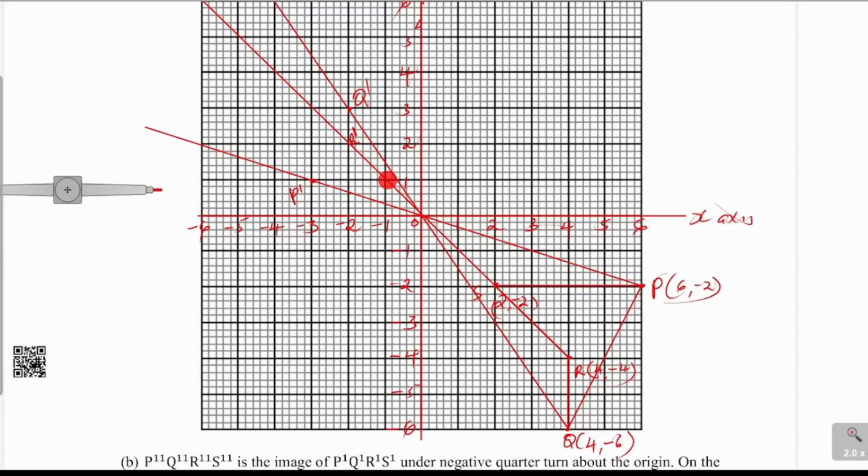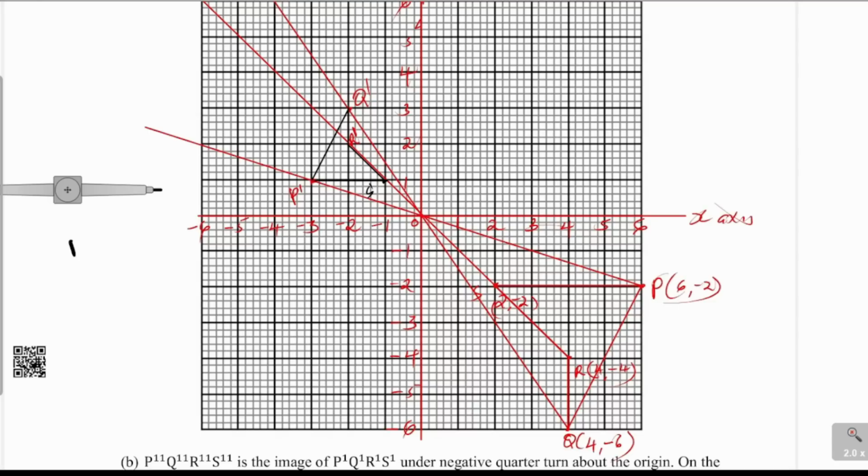So this is what we're going to have: S will be here, S prime will be there. From that, now we can join the points: P1, Q1, then R1, P1, Q1, then R1, and then from R to S. When you join that one like that.